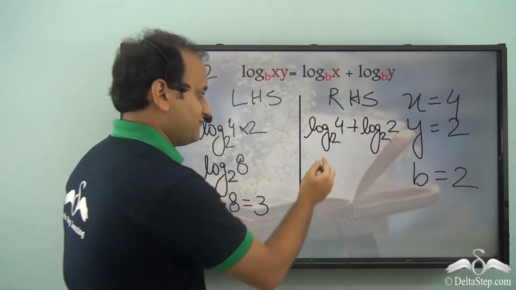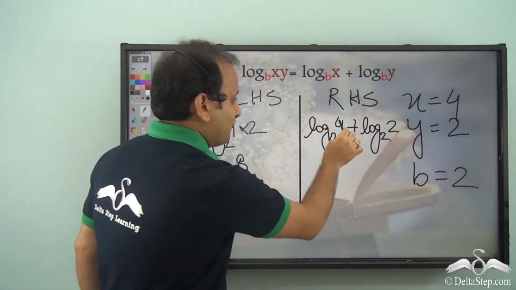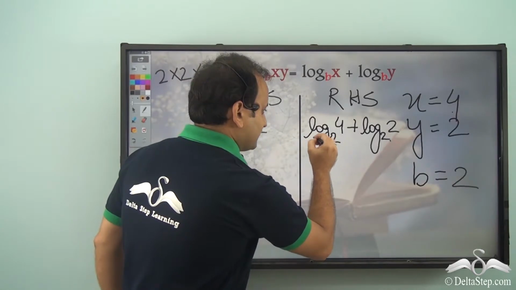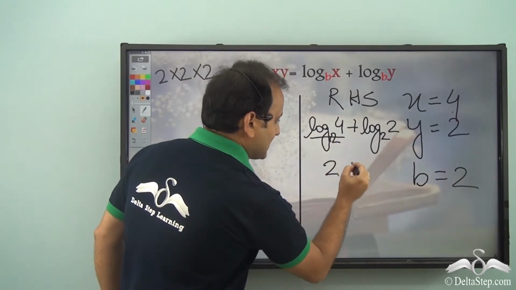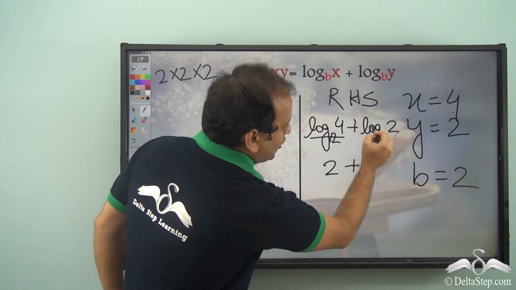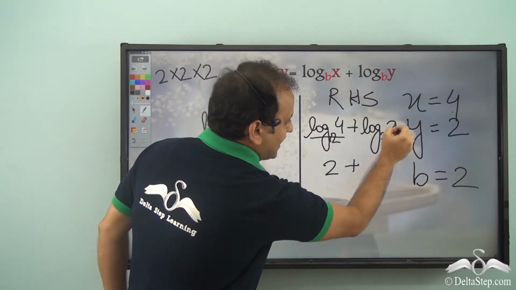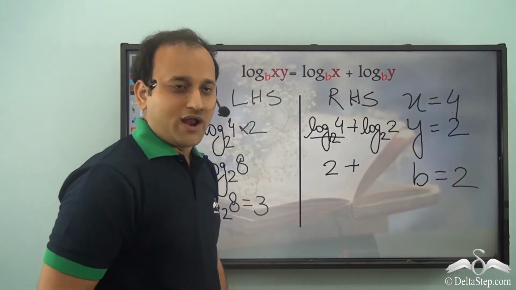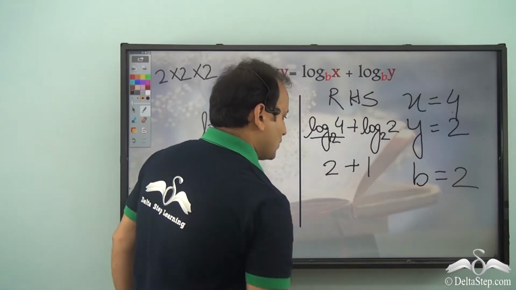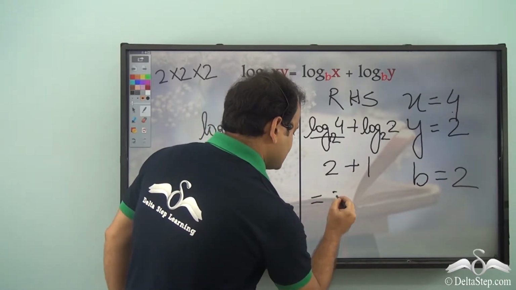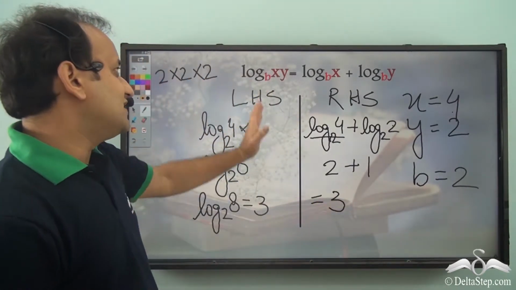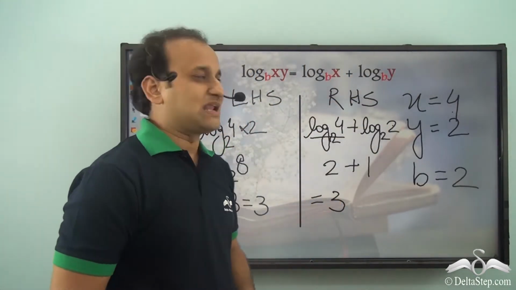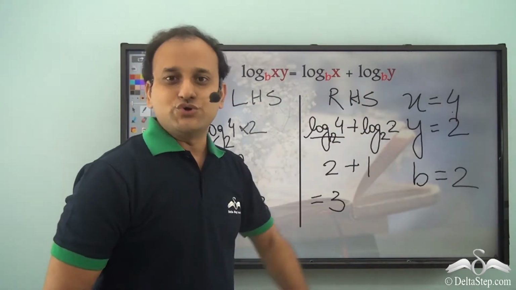Now this, if solved again, then 4 is nothing but 2 into 2, that is 2 times 2. So the solution for this will be 2 plus we have log of 2 to the base 2. So we have the argument and base as same, which means that the answer will always be 1. So that's 1. Then the final answer is 3. So what we find is that when we solve this law, we get LHS is equal to RHS. That means this law stands true.